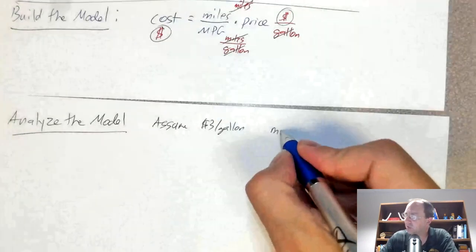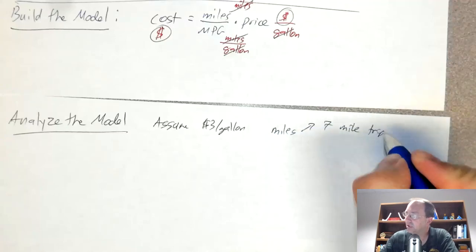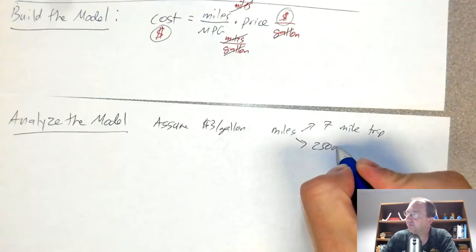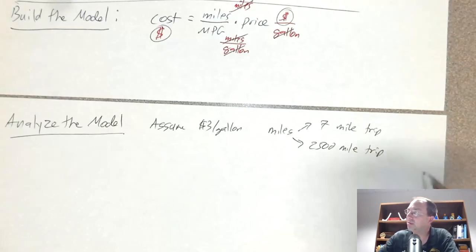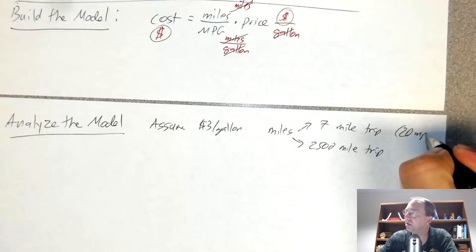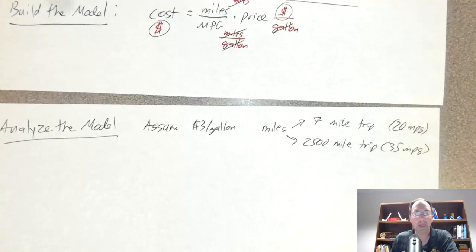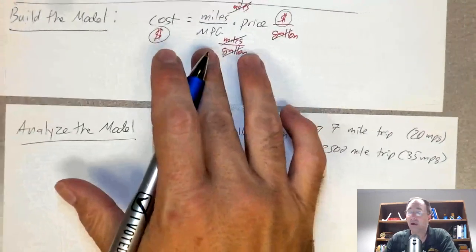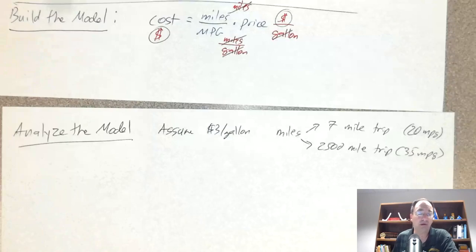The miles, we have 2 options. One was a 7-mile trip. The other one was a 2,500 mile trip. And then this one was a 20 MPG car, and this one was a 35 MPG car. Now, we have three variables. We can't graph a function of 3 variables all at once very easily. So it's nice to fix 2 of the 3 and then see a graph of the 3rd one.